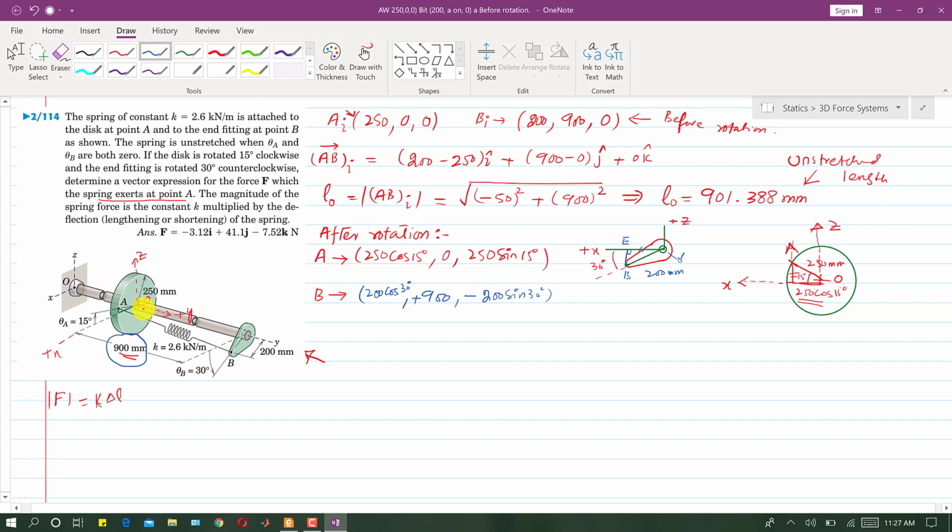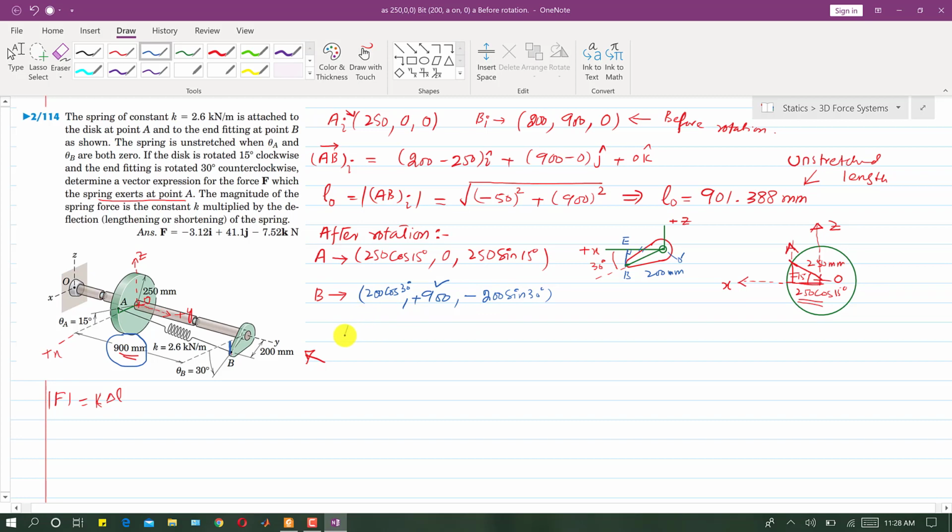So again, from this point O, we need to reach this point B. So we will travel 900 mm along Y. So this is that Y coordinate. Then we need to travel this straight distance along X, so that is 200 cos of 30. And then we need to travel downwards, right? This distance is the sine component, so this will be in the negative Z direction. So it is minus 200 sine of 30.